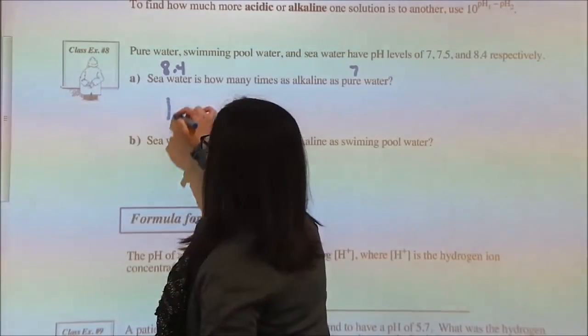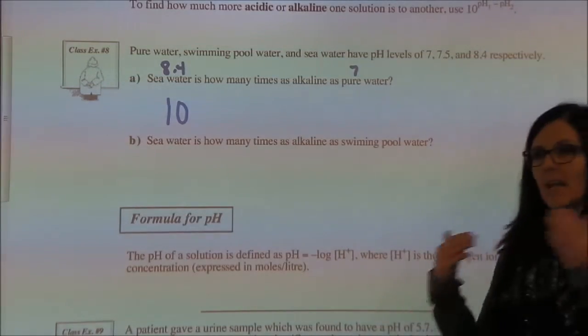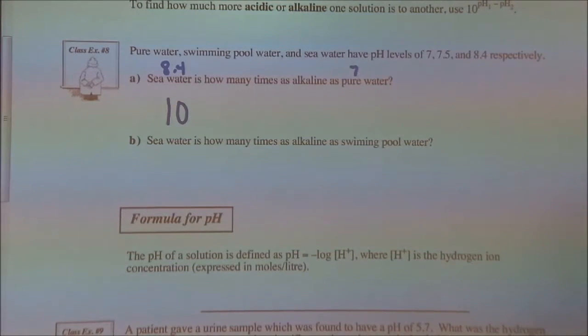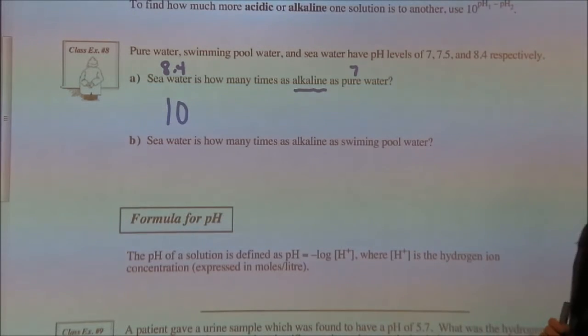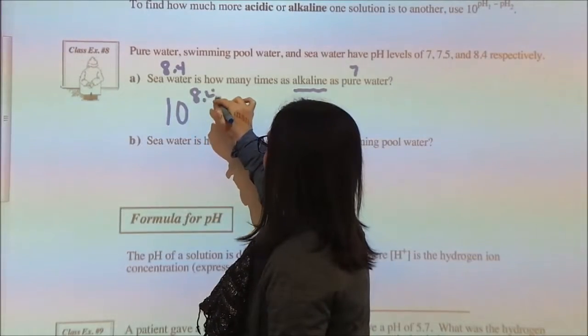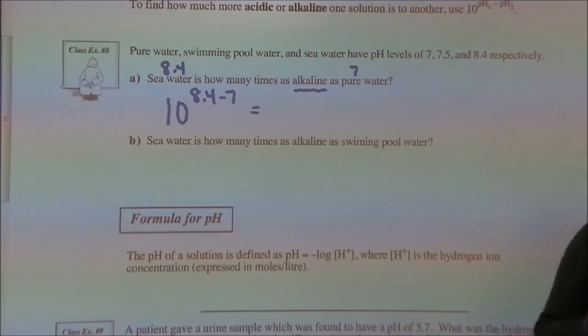So the question is, how many times as alkaline is seawater compared to pure water? So I know it has to be a 10 to the power. And I know I have to do something with the 8.4 and the 7. I have to find the difference between them. Is it 8.4 minus 7, or is it 7 minus 8.4? So look at the word alkaline. When I'm going alkaline, it's the bigger minus the smaller. When I'm going acidic, it's the other way around. So what is 8.4 minus 7? 1.4.